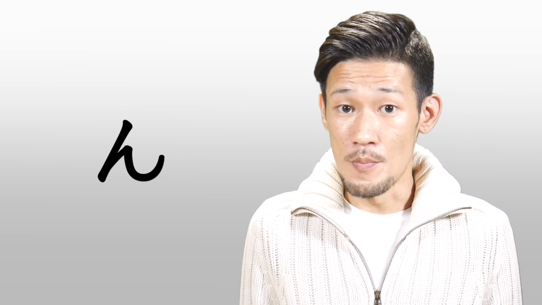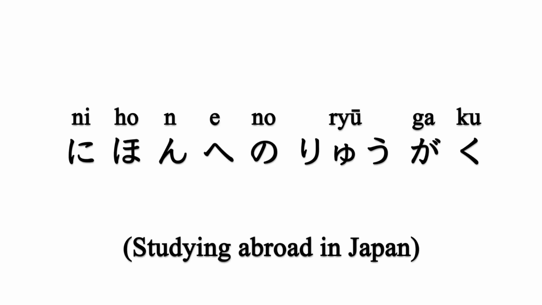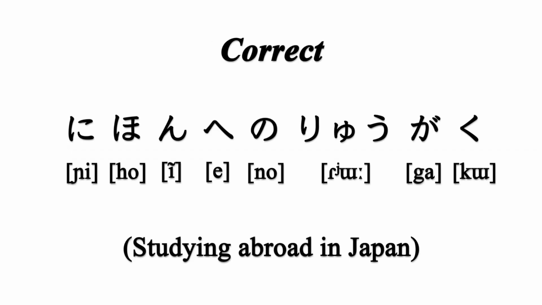One of the common mistakes in the pronunciation of n is that they tend to connect n with a vowel preceding or succeeding it. This is probably because they subconsciously divide a word into syllables instead of moras. For example, 日本への留学. If you don't pronounce n as an independent mora, it sounds like 日本への留学. 日本への留学.